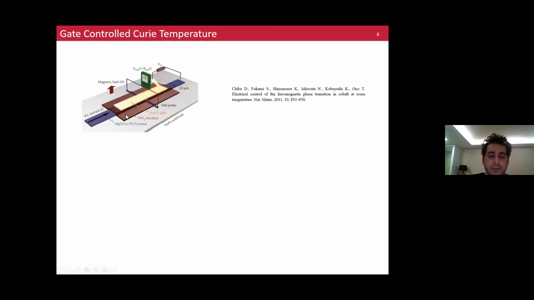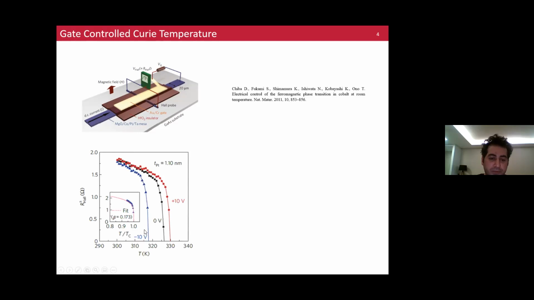In order to apply a voltage or electric field, they used an insulating layer here. They used hafnium dioxide, and for the gate, they used gold in order to apply voltage. For the experiment, they applied a constant DC current, and they measured the Hall resistance as a function of temperature.